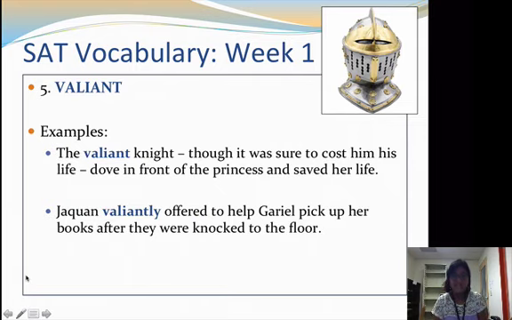The next word is valiant. Take a look at the two sample sentences and try to pronounce the word valiant. And once you have read the sentences, write down your guess for the word valiant. And when you're ready, copy the definition below. So read the sentences first.